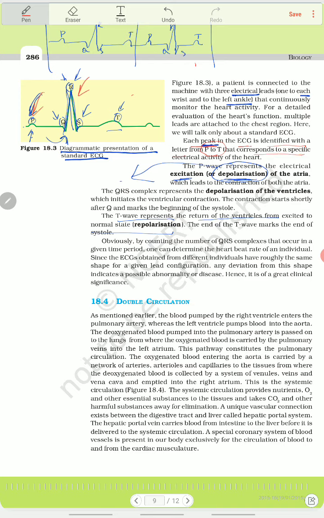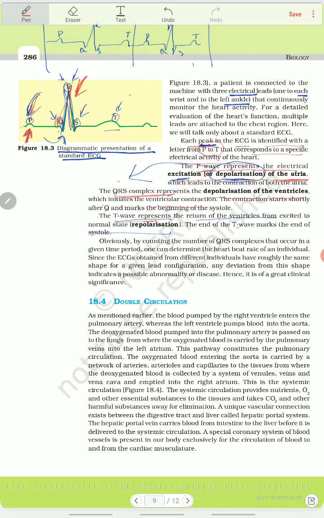Right? So you see here, each peak in the ECG is identified with a letter from P to T, and corresponds to a specific electrical activity of the heart. The P wave represents the electrical excitation of the atria. The QRS complex represents the depolarization of the ventricle, which is nothing but excitation of the ventricle or contraction of the ventricles, which initiates the ventricular contraction. The contraction starts shortly after Q. Here you see this is the Q. Contraction starts here, shortly after the Q. The T wave represents the return of ventricles from excited to normal state.